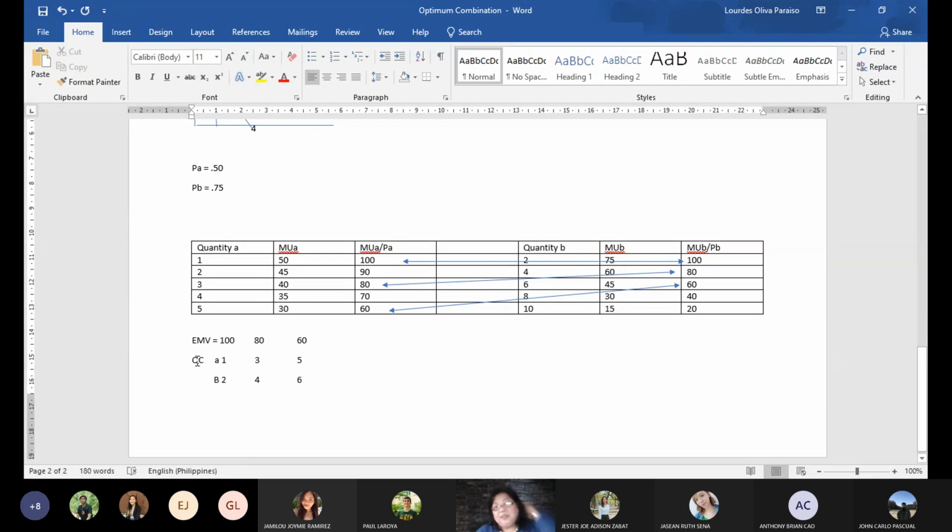Those are your quantity combinations. It means, what is your quantity combination if your equimarginal value is 100? So you will have 1 and 2. How about when you have an equimarginal value of 60? You have 5 and 6. Got it right? How about an equimarginal value of 80? You have 3 and you have 4. Now, let us find out the cause. Okay, let's move this a little.